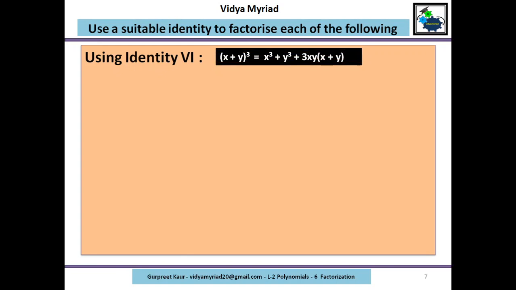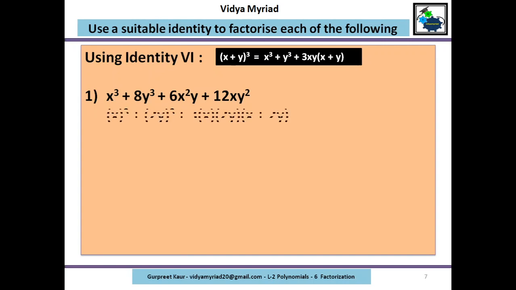What is it? x plus y the whole cube, which is equal to x cube plus y cube plus 3xy times x plus y. Now my question given here is like the right hand side, which is there in the formula: x cube plus 8y cube plus 6x square y plus 12xy square. Now what I will do is try to write it in the identity form which looks like the right hand side. Okay. So how will I proceed here?